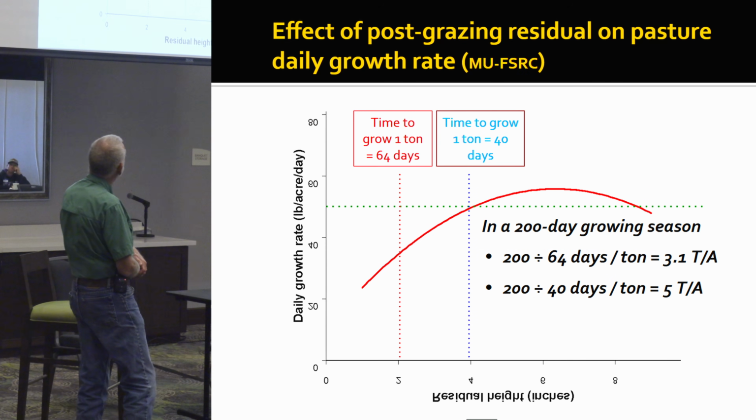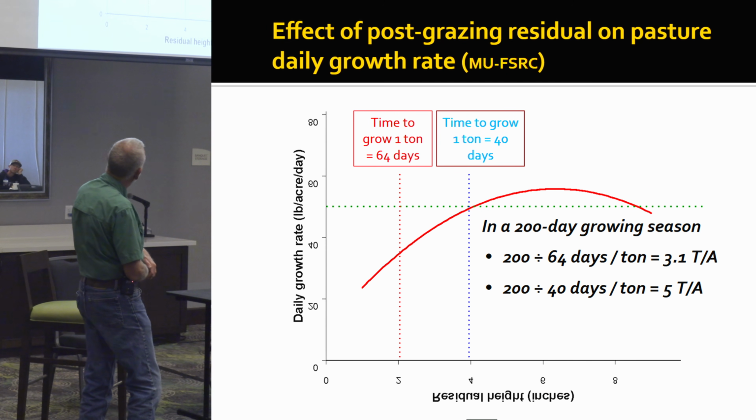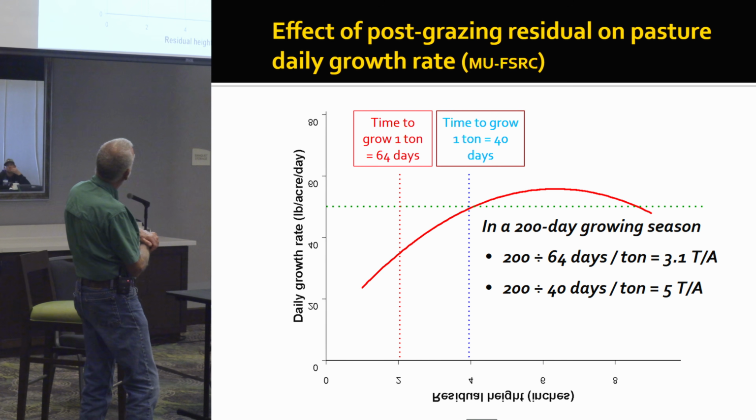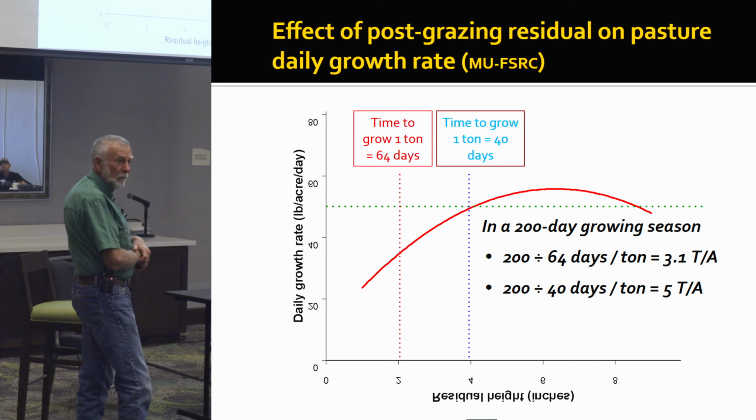What this sorts out to, looking at residual height and daily growth rate, is that if we leave 4 to 8 inches of grass, the response is similar. We're going to have a good recovery rate. It's when we take a bite lower, lower, lower, and get it down to 2 inches that things change. This is 50 pounds per acre per day, so in 40 days we can grow back a ton of feed. The growth rate down here, at just over 30, takes 64 days to grow a ton of feed.